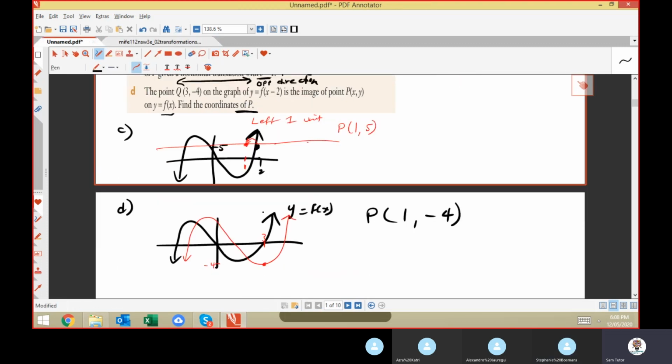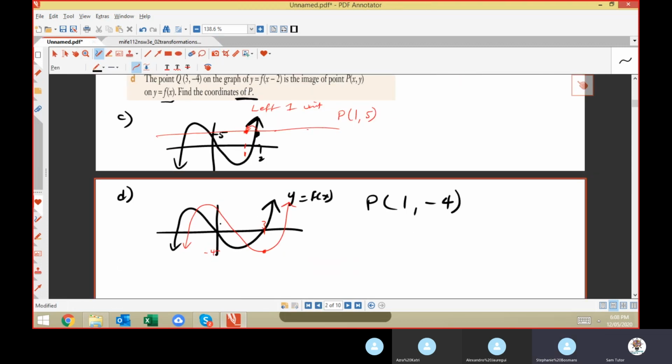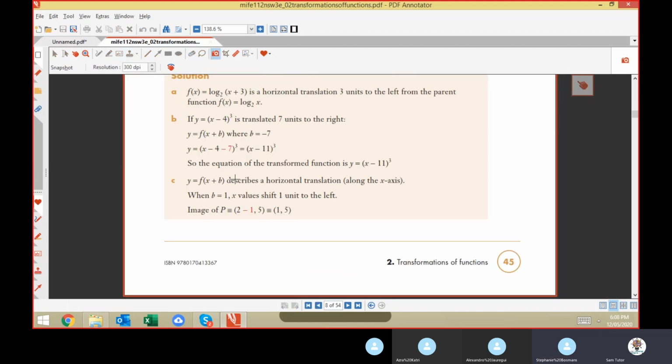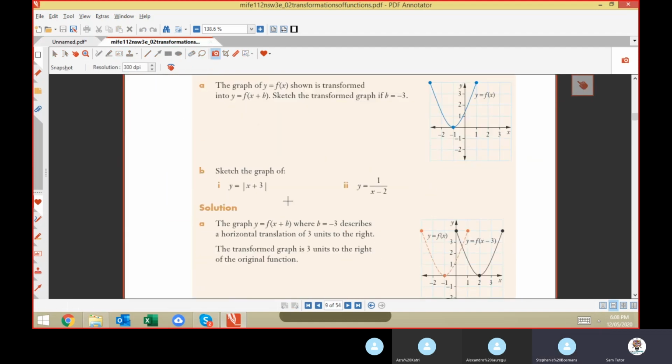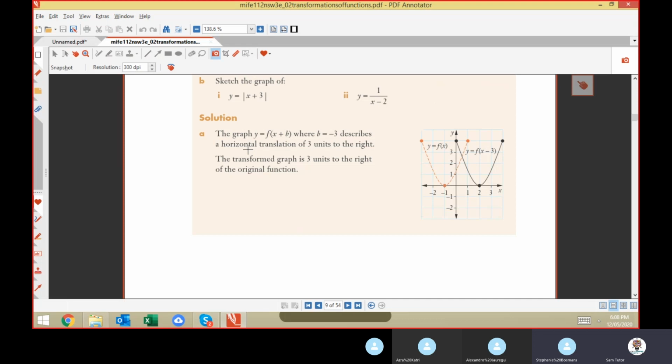That's the problem. But anyways, I think this makes more sense. You guys have to make a decision with your teachers. Yeah. All right. All good then.